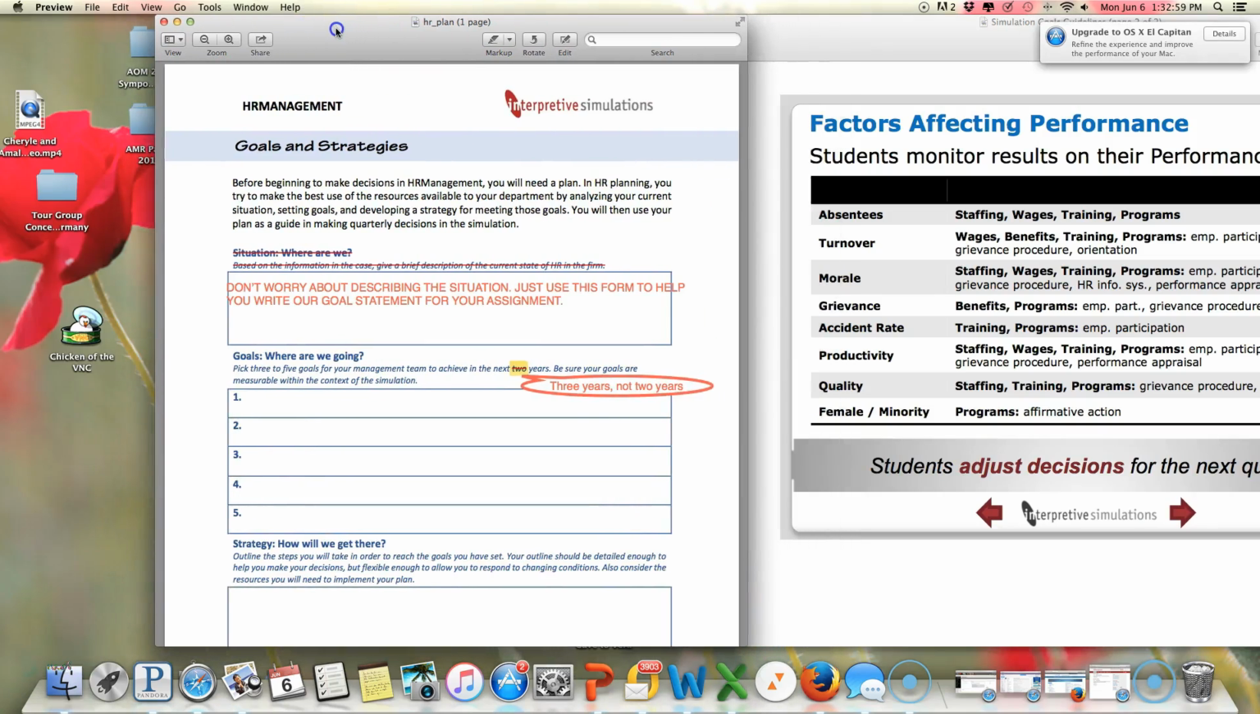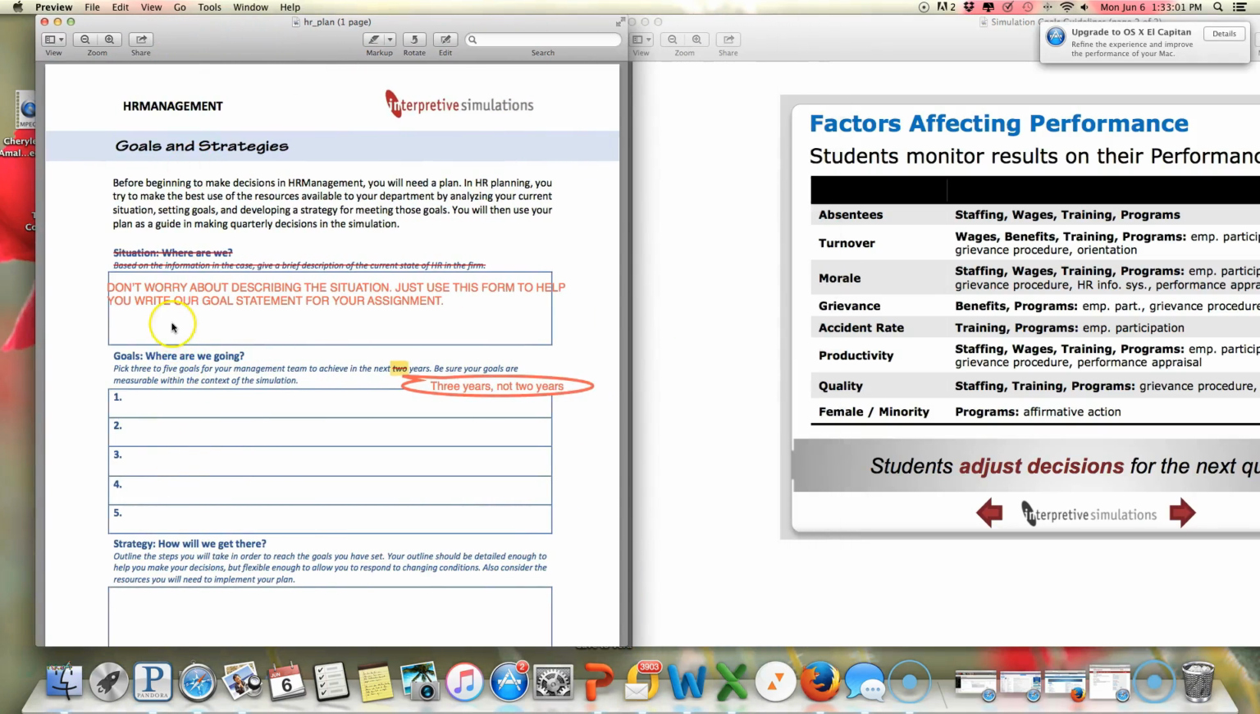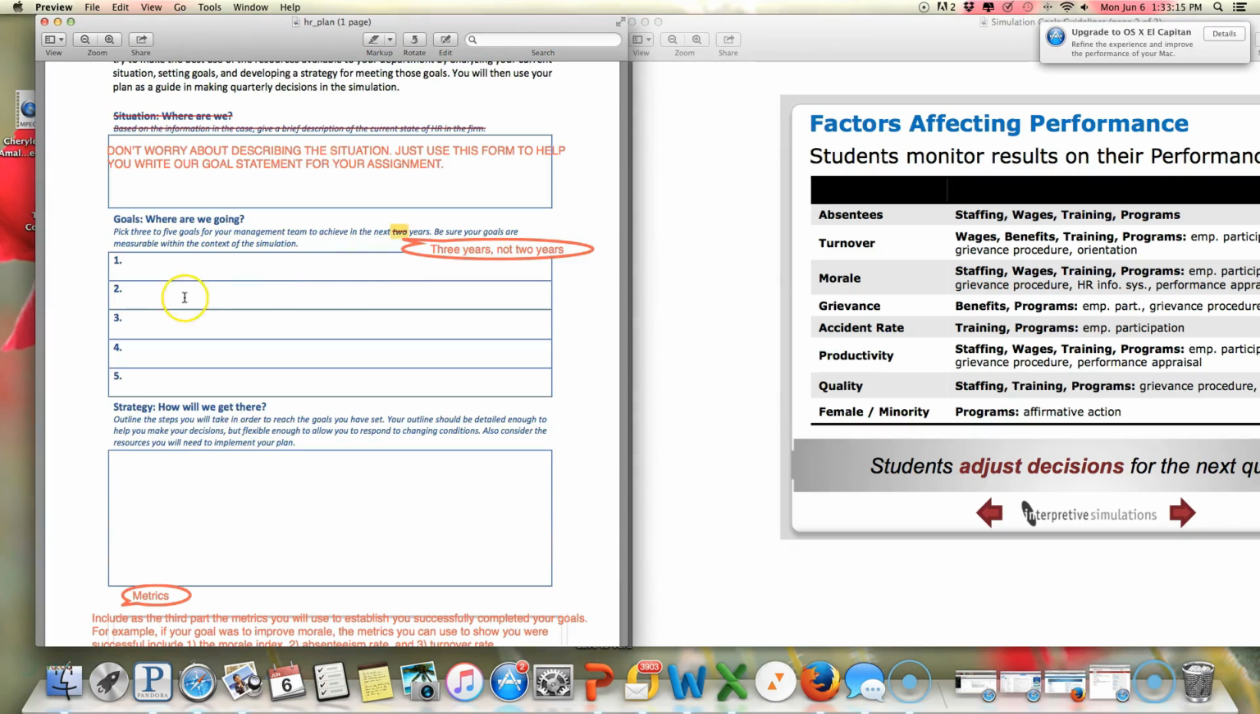And so we'll start here. All right. I don't need you to worry about describing your situation. Even though the form in this video says that you have 3 years of decisions to make and goals to set for those 3 years, you actually will only be making 2 years of decisions. I have the appropriate form uploaded in Blackboard. Just ignore the image in this video, but follow all the guidelines on how to set the goal, how to determine the programs, and then how to set your metrics for making your goal statements.